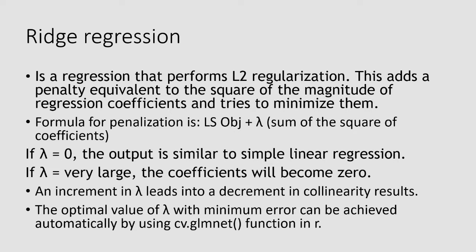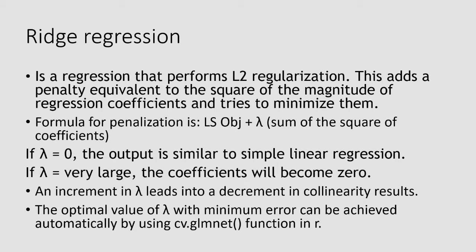Ridge regression is a regression that performs a regularization named L2. This sets a penalty equivalent to the square of the magnitude of the regression coefficients and tries to minimize them. The formula for penalization is the LS objective plus lambda times the sum of the squares of coefficients. If lambda is equal to 0, the output is similar to the simple linear regression. But if lambda values are very large, the coefficients will become 0. An increment in lambda leads to a decrement in collinearity results.